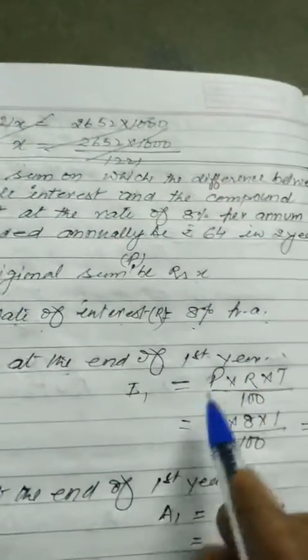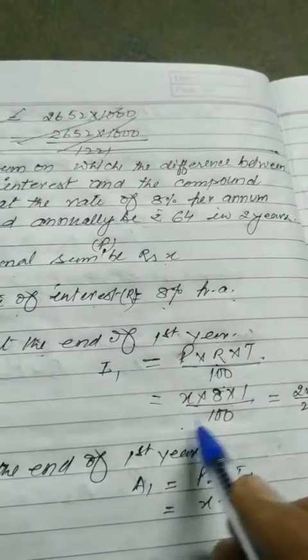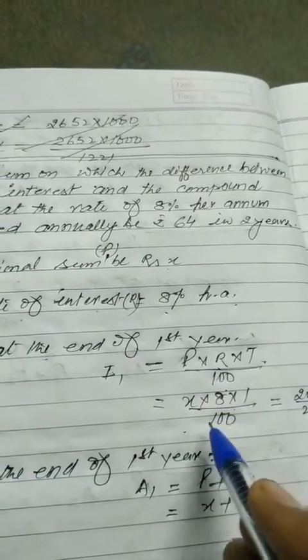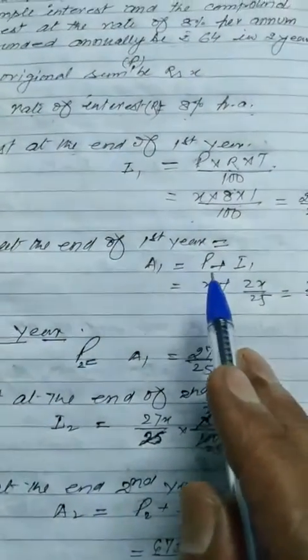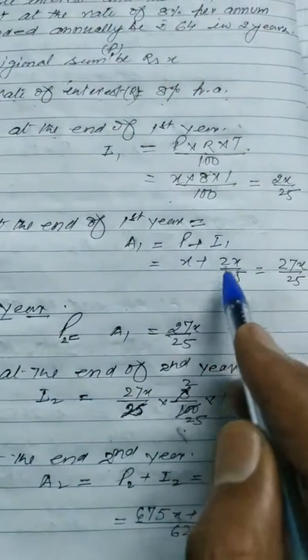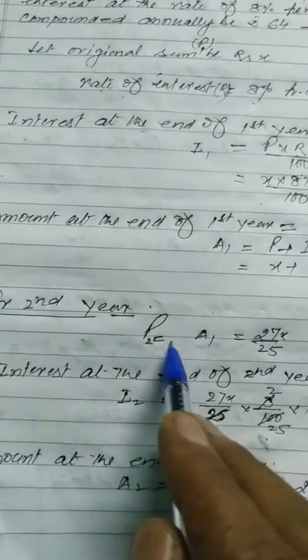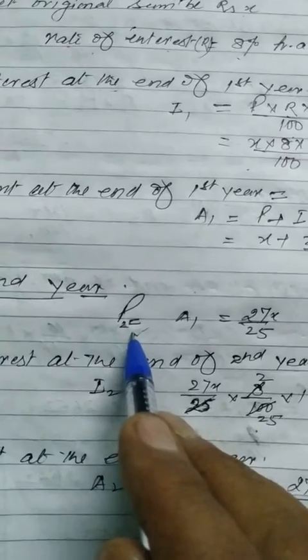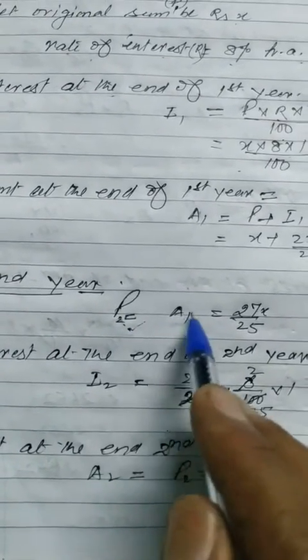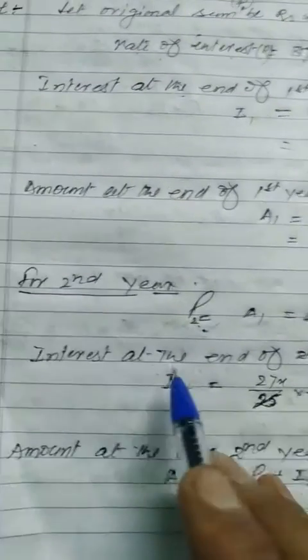Interest at the end of the first year, that is I1 equal to PRT over 100, that is x into 8 multiplied by 1 over 100, which is 2x over 25. Amount at the end of the first year is P plus I1, that is x plus 2x over 25, 27x over 25. For the second year, P2 equal to A1 equal to 27x over 25.